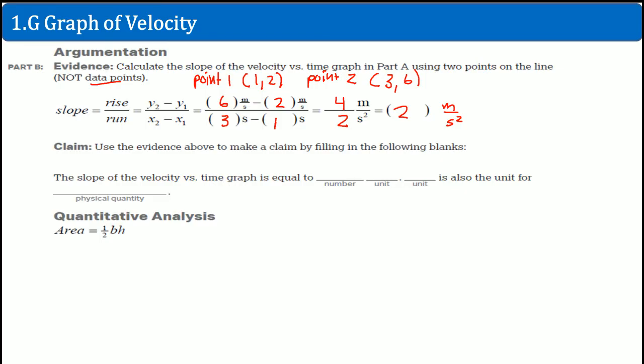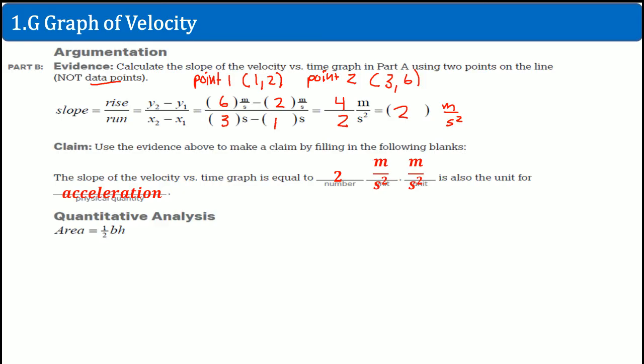Using the evidence above to make a claim, fill in the following blanks. The slope of the velocity versus time graph is equal to 2. We calculated it there. The units are what? Meters per second squared. And meters per second squared is the unit for acceleration.